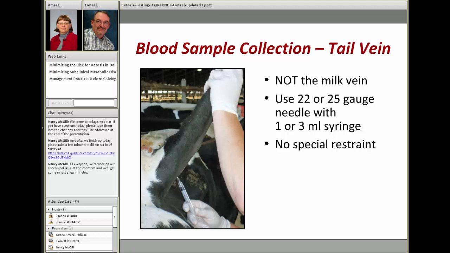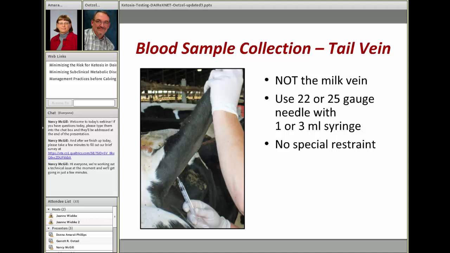If you're doing this and collecting these blood samples on whatever meter that you're using, you want to get that blood out of the tail vein, not the milk vein. We don't want to be sticking needles in there. Plus, it actually changes the BHBA concentration compared to blood that's circulated through the rest of the body. So the results are not right.